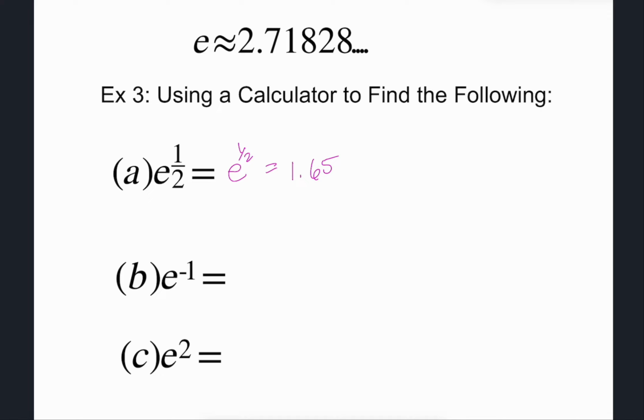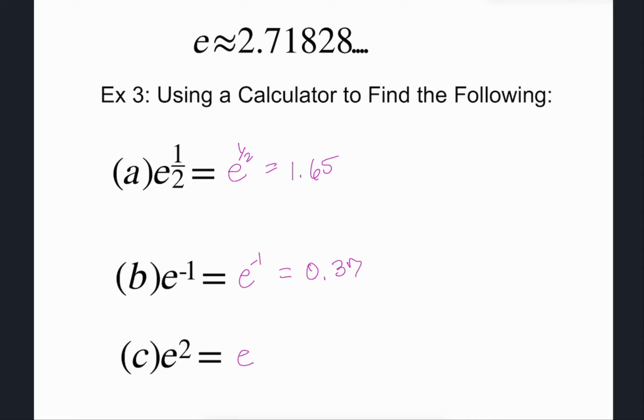Now this is really e to the negative 1. That's really just the reciprocal of e. If you flip 2.7, that's 1 over 2.7. So we should expect to get a decimal value here, rounded to the nearest hundredth. That's 0.37.